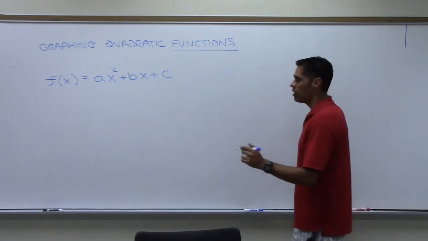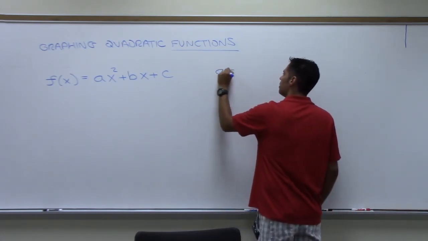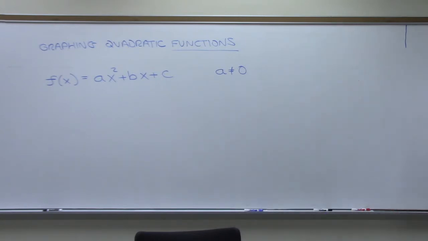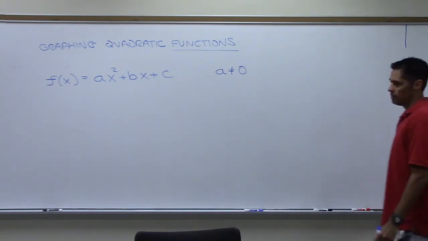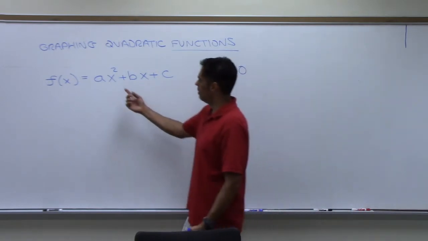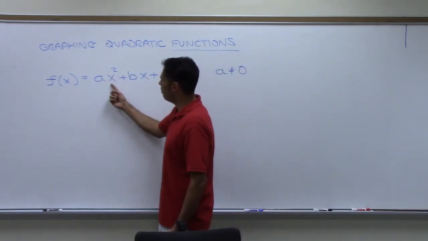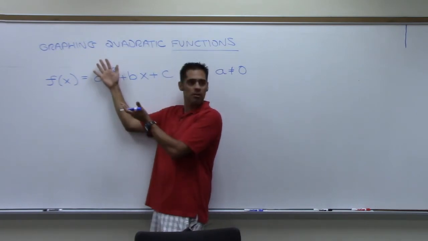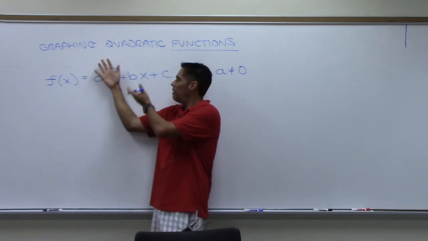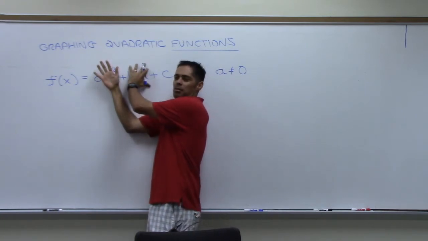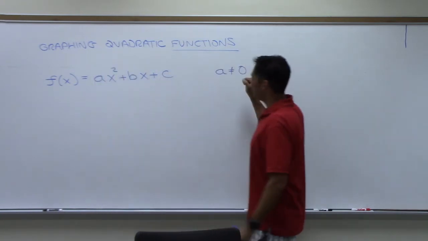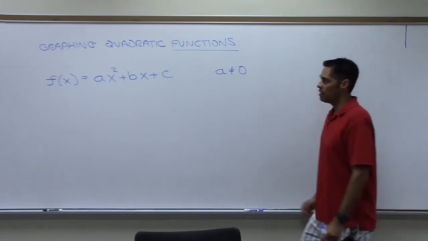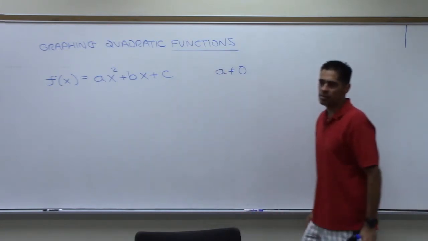Now we do have some restrictions. A cannot be 0, all right? Why can't A be 0? If a is 0, this term isn't even here, is it? And then it's no longer quadratic. It might be linear, right? Unless b is 0 too. So we have to make sure a can't be 0. That way we have to have an x squared term. As long as you've got something like that, we're in business.